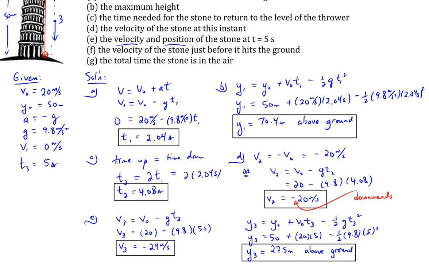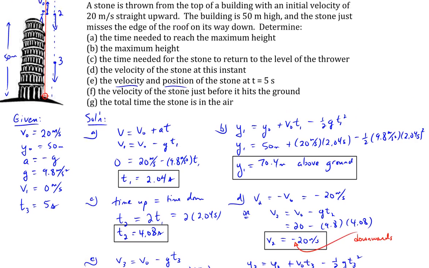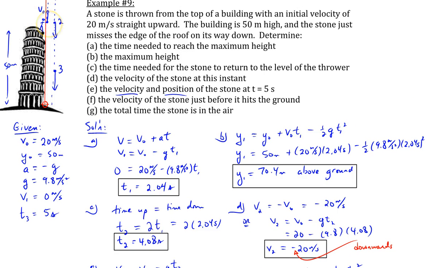By the way, you would have got an answer of negative 22.5 meters here had you decided to put the origin up here. And the reason why you would have a negative 22.5 meters would be 22.5 meters below the top of the building.